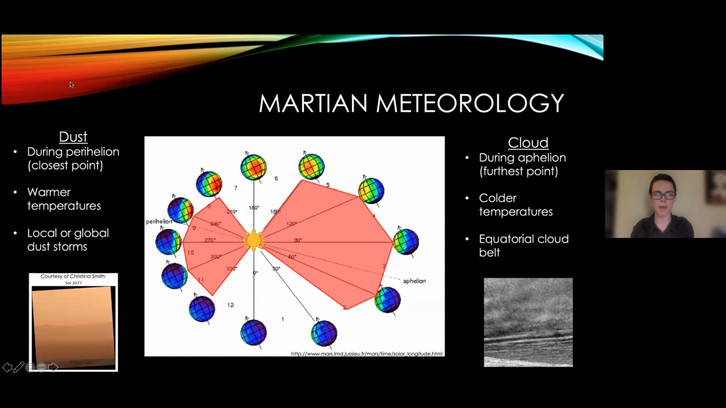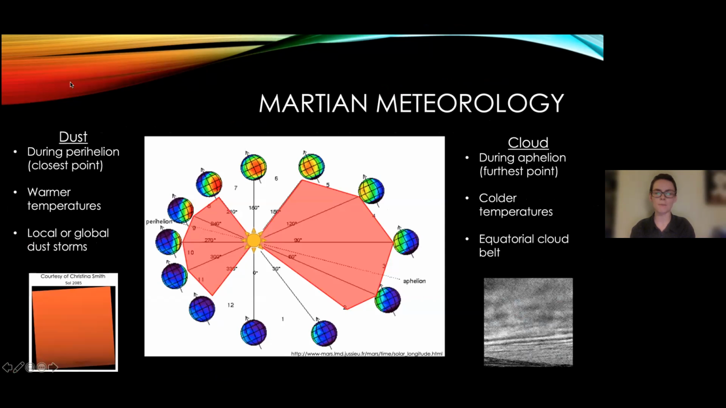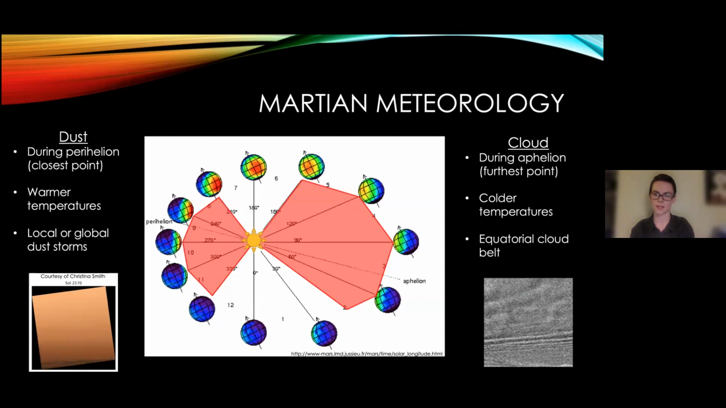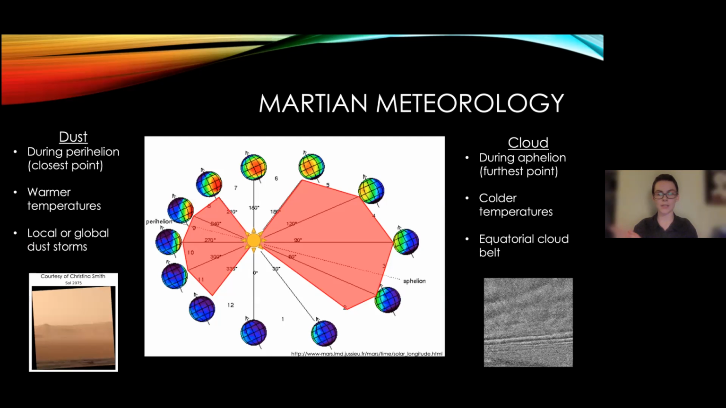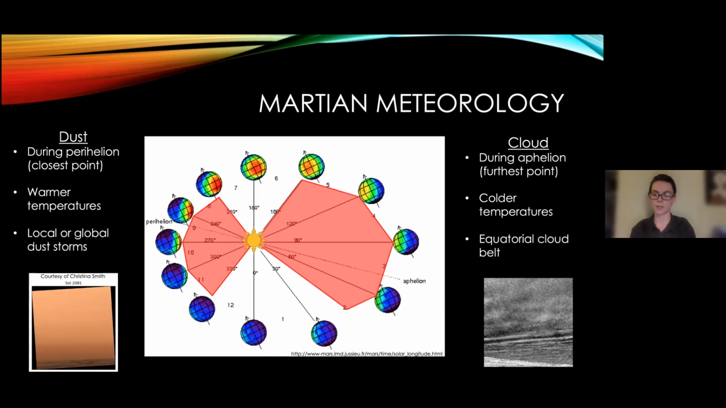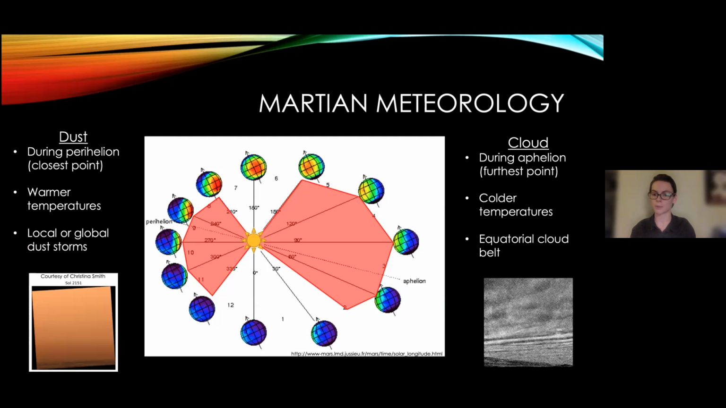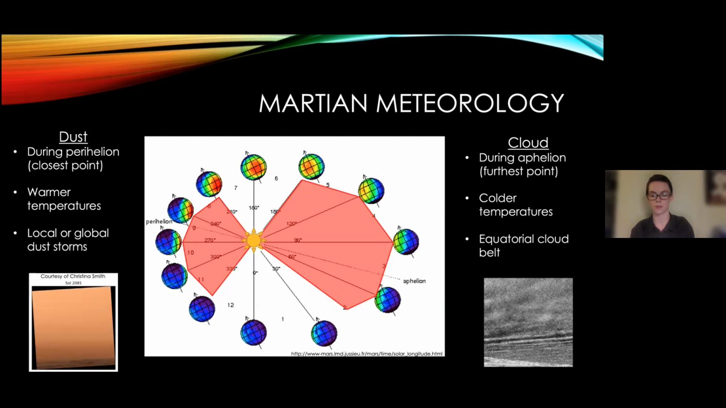So a bit of background into Martian meteorology. Mars actually does have 2 seasons: dust, which occurs during perihelion, during its closest point where it's warmer and creates local or global dust storms. And then the cloudy season, which is during aphelion when it's furthest away, which creates colder temperatures and develops an equatorial cloud belt, which we have seen from the surface and orbit.